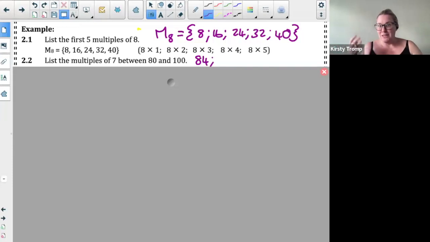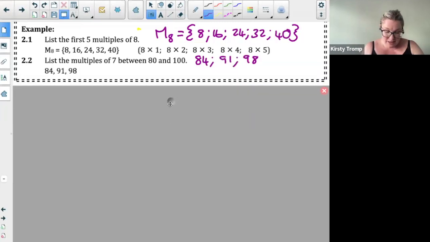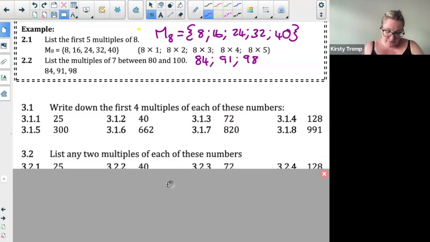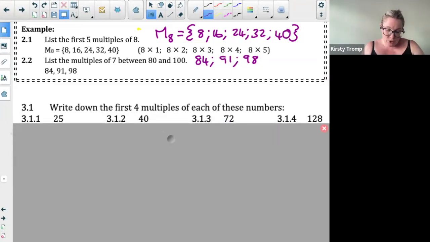That's fine. And then 7 times 14. Happy with that as well. I'm not so good with my times tables after 12, so I'm going to say to myself, 84 plus 7 gives me 91. And 91 plus 7 gives me 98. Let's check to see if we got the answer right. Yes, we did.